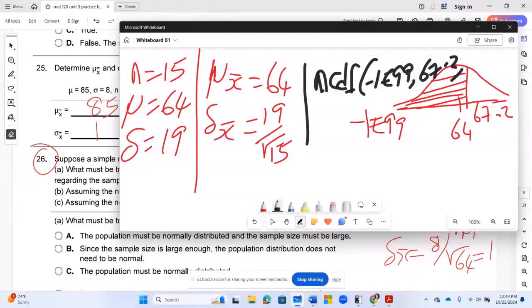The mean from the central limit theorem is 64, and the standard deviation of the central limit theorem, which is the standard error, is 19 over square root of 15.